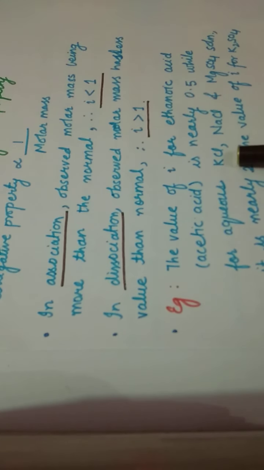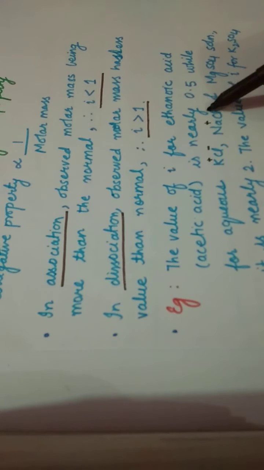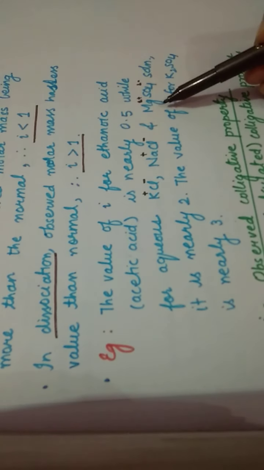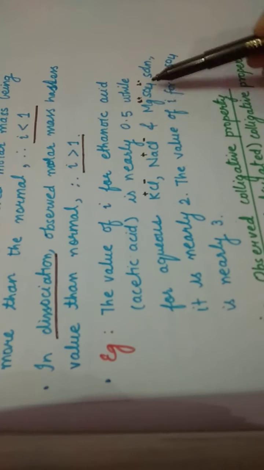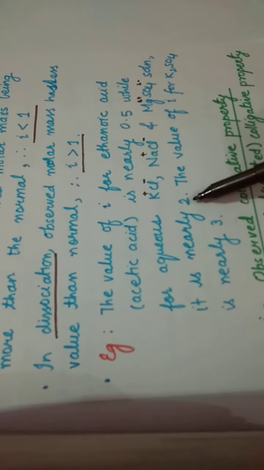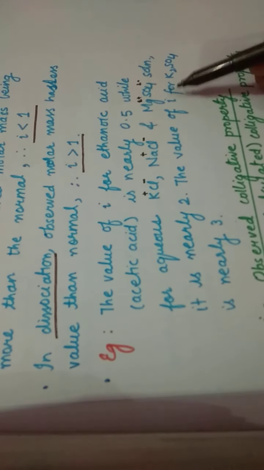While for KCl, NaCl, MgSO4, it is nearly 2. How is it 2, children? K positive 1, Cl negative 1, so 1 plus 1, 2. Na positive 1, Cl negative 1, so 1 plus 1, 2. Mg 2 positive plus SO4 2 negative, so the 2s cancel out, and 1 plus 1 is 2. So for these three, it is nearly 2.